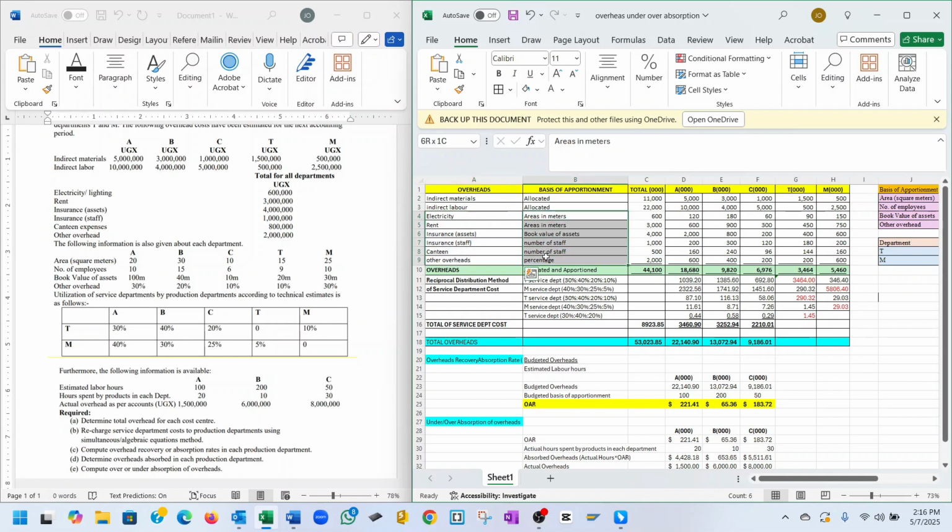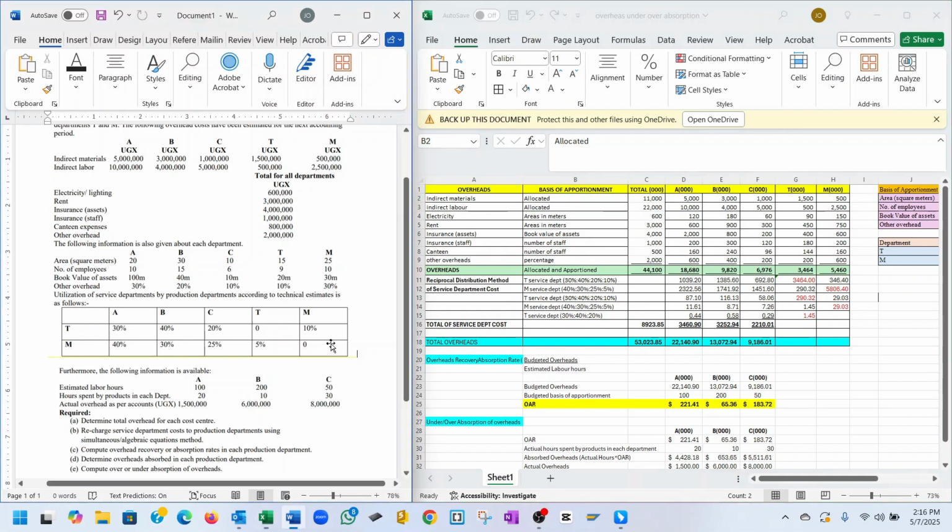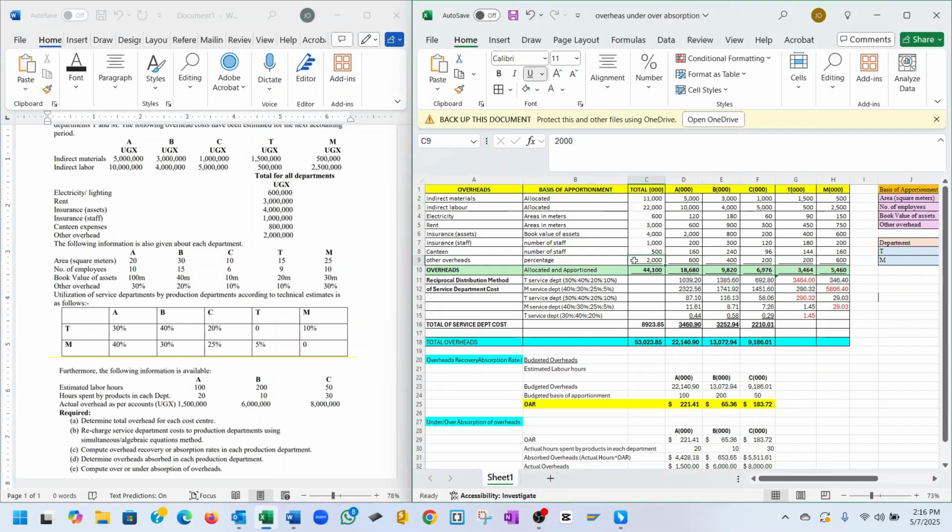Then we use the basis of apportionment to share, and this one we have allocated it. Now, after here, we are going to look at the total of the overheads. Now, pay very close attention. After we have allocated and shared, we are going to total. So we are going to sum for indirect material, indirect labor, electricity, rent, insurance, canteen, and other for every department. For every department. So this one is the total for all the overheads.